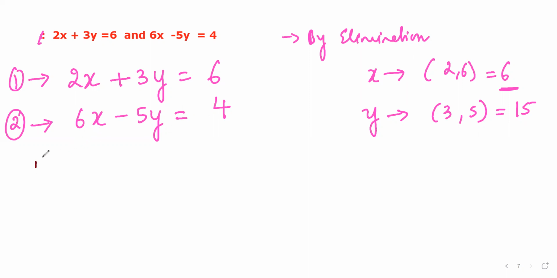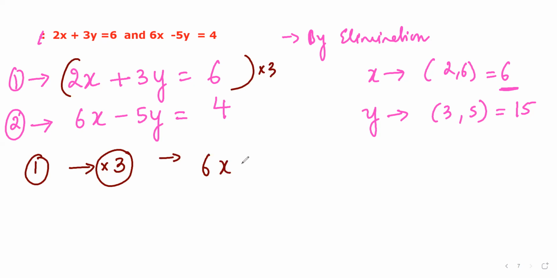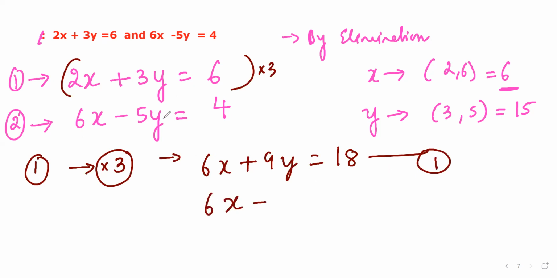Okay. So what I'll do is I'll take equation 1 and I'll multiply by 3. Why 3? So that I get 6x. So 2 into 3 is 6x. I'll perform that step here. 2 3s are 6x, 3 3s are 9y is equal to 18. So 6x plus 9y is equal to 18. That's my modified equation 1. And of course, the other equation I don't do anything to, because there is already 6x: 6x minus 5y is 4.